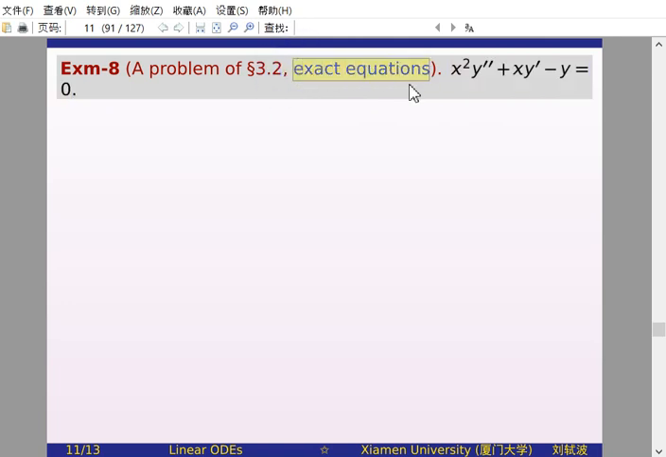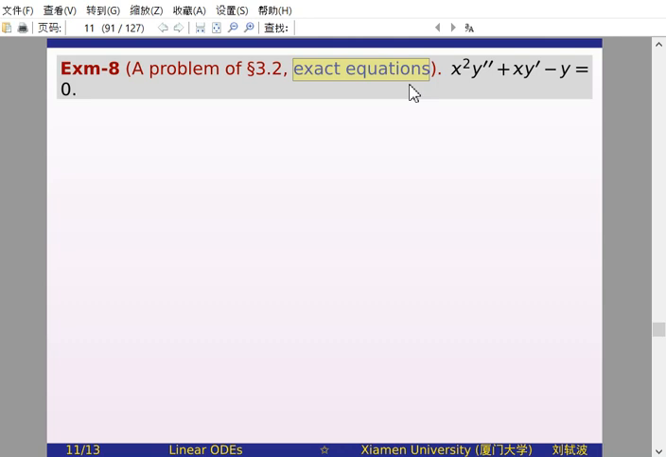We know that for a first order equation, M plus N dy/dx equals 0, that kind of equation is either exact or not exact. If the equation is not exact, we can find an integrating factor to transform it into an exact first order equation and solve it. Okay, for first order equations we have exact equations and non-exact equations.